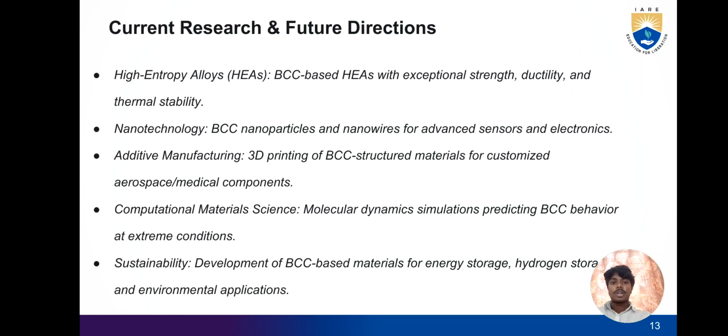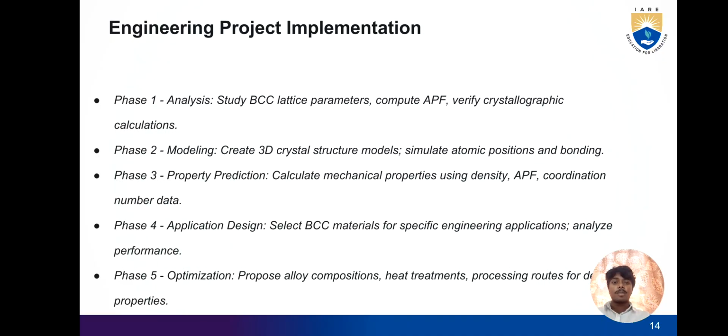Current research and future directions. Engineering project implementation. Phase 1, analysis: study BCC lattice parameters, compute APF, and verify crystallographic calculations. Phase 2, modeling: create 3D crystal structure models and simulate atomic positions and bonding. Phase 3, property prediction: calculate mechanical properties using density, atomic mass, and coordination number. Phase 4, application design: select BCC materials for specific engineering applications and analyze performance. Phase 5, optimization: propose alloy compositions, heat treatment, and processing routes for improving properties.